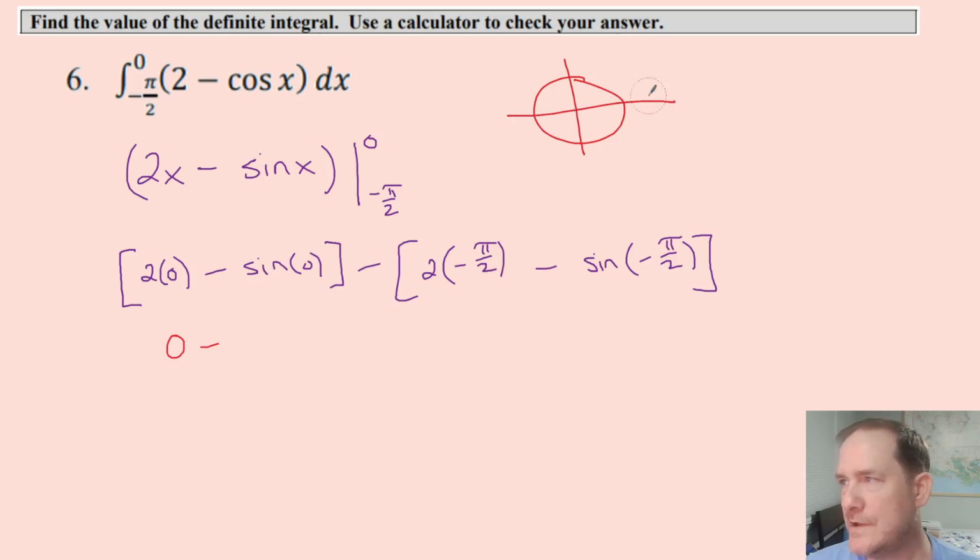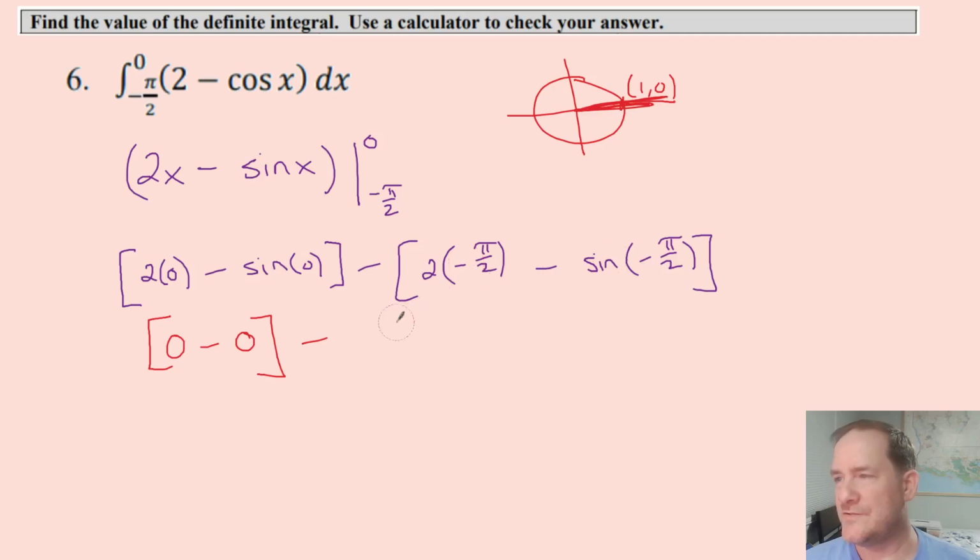Unit circle. 0 is this guy here. Sine is y value. So if we're at the point 1, 0, then the sine is 0. So that whole first term, pretty boring. The second chunk over here. The 2's cancel. We get -pi. That's cool and all. Not pi over anything, just literally -pi.